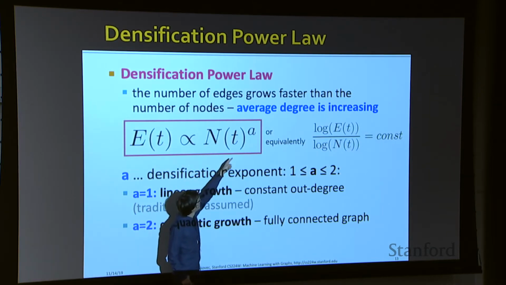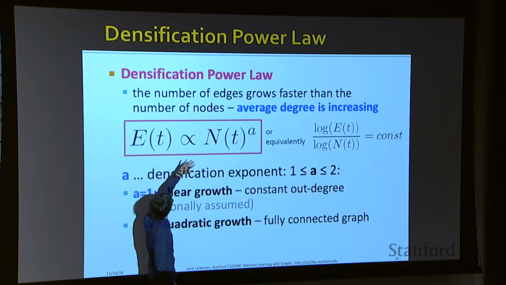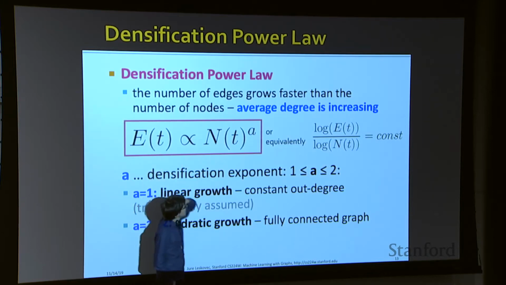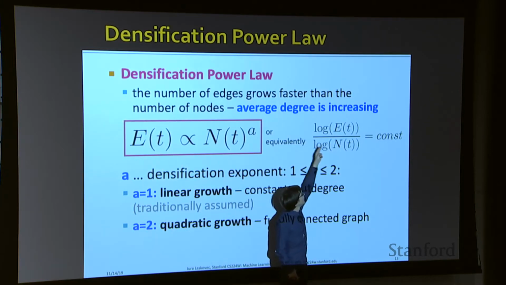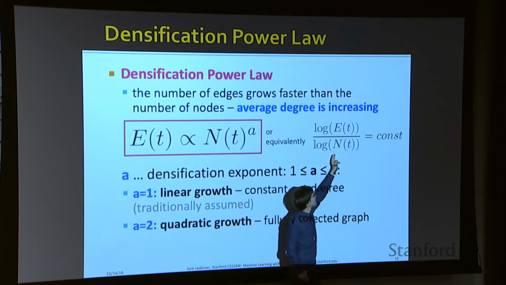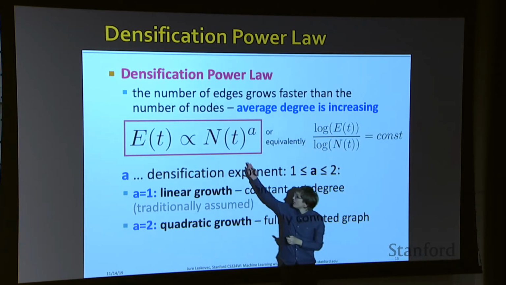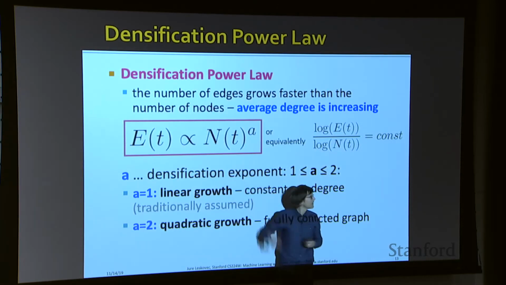So the number of nodes raised to the power alpha, a, is the number of edges. Or another way you could say it is that log of the number of edges divided by log of the number of nodes is a constant, right? If I take logs on both sides and divide, I get that.